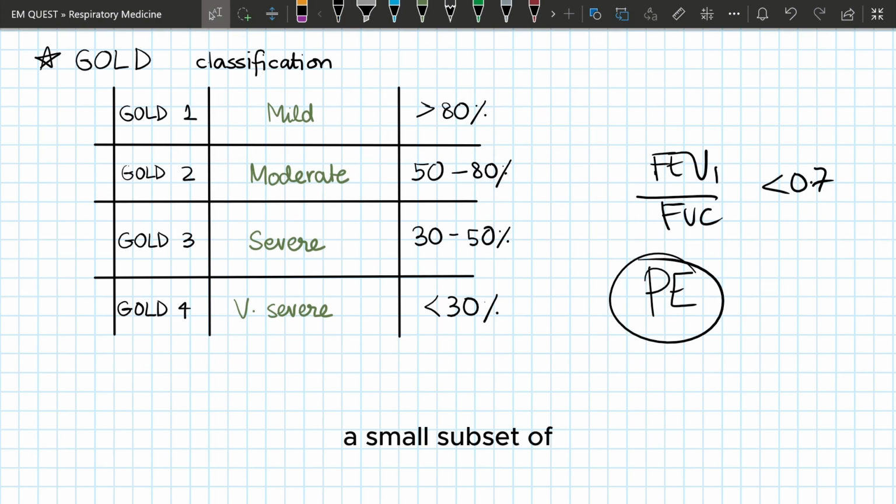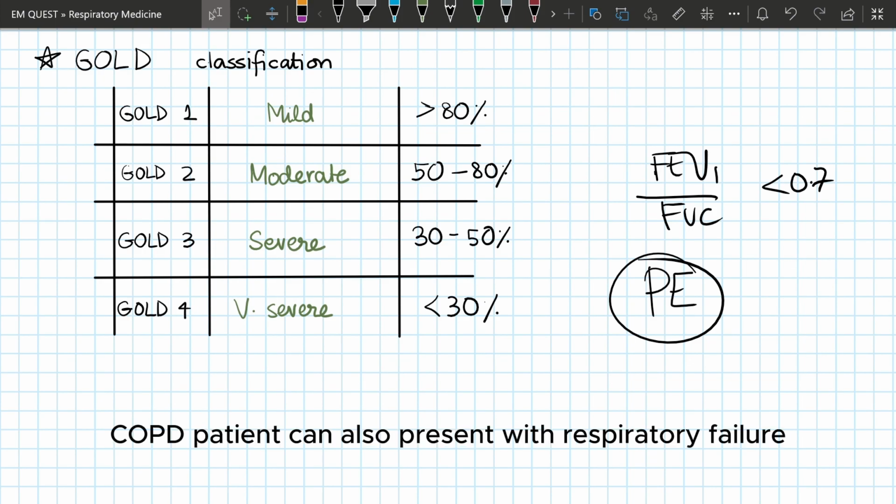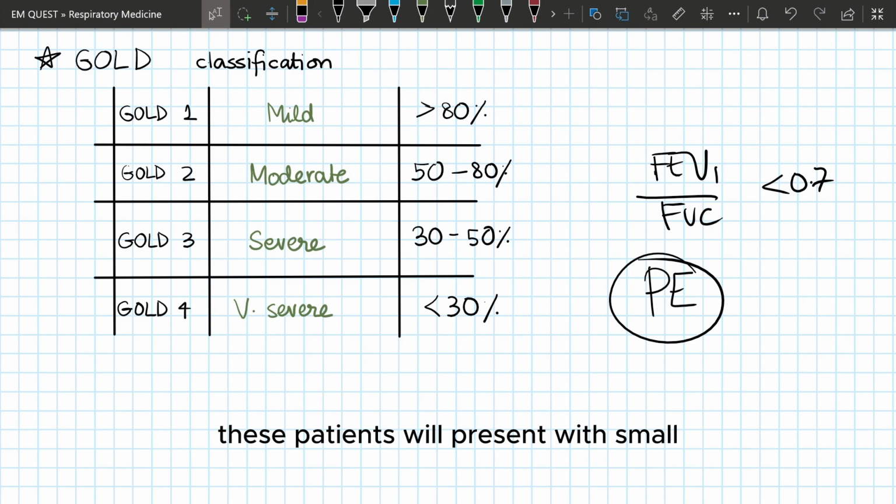A small subset of COPD patients can also present with respiratory failure. These patients will present with small, frequent breaths through pursed lips, and this sort of breathing pattern basically decreases the exhalation time and increases the dead space ventilation.